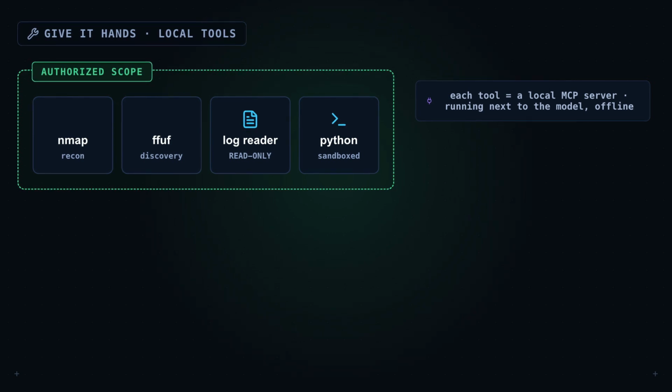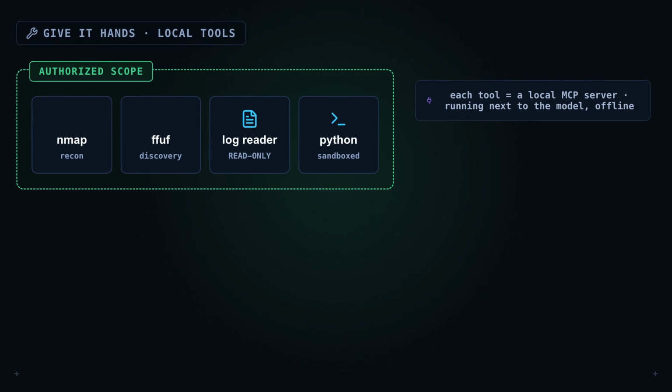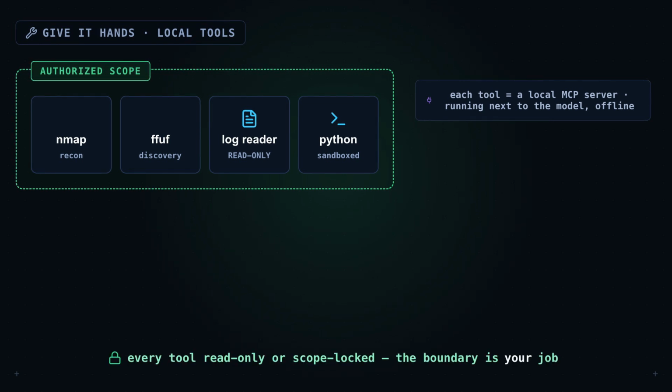Notice the rule I'm enforcing. Every tool is read-only or locked to a scope I define. The agent can look, measure, and reason. It cannot go rogue past the boundary I set. That boundary is your job, not the model's.